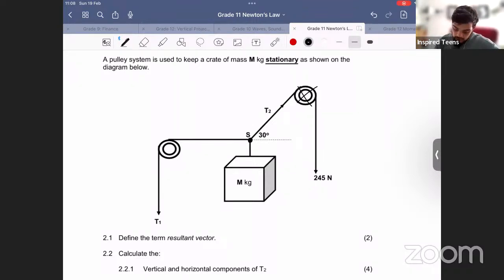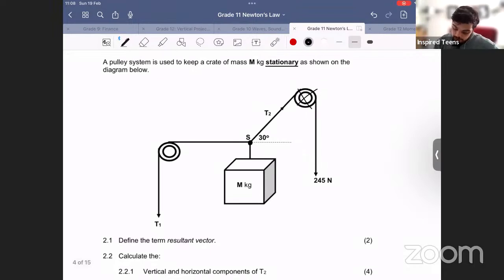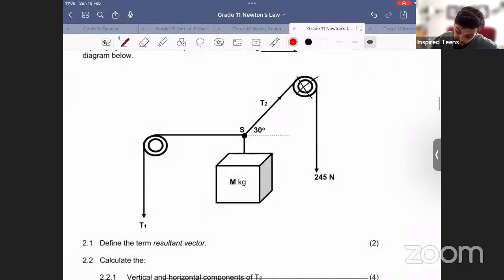Cool. Okay, so yes, this is the question we're working with. We have this system where the box is connected and we have two tension ropes. What I was explaining is that when we deal with Newtons and pulleys in this section, the pulley does not affect the tension in the rope because it is a frictionless pulley. So in this case, what is going on?